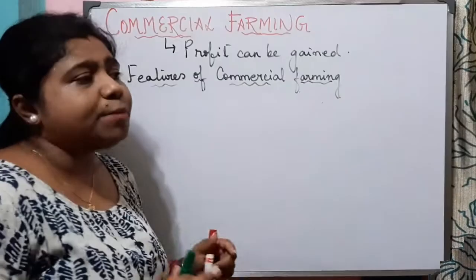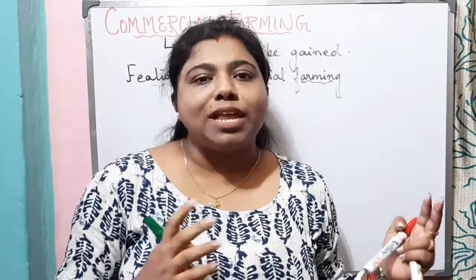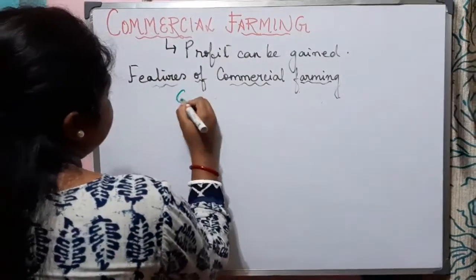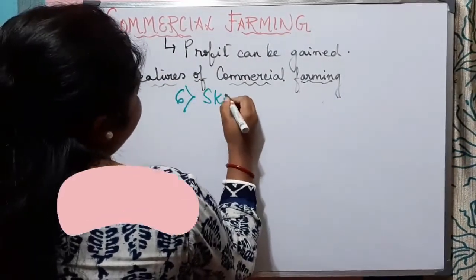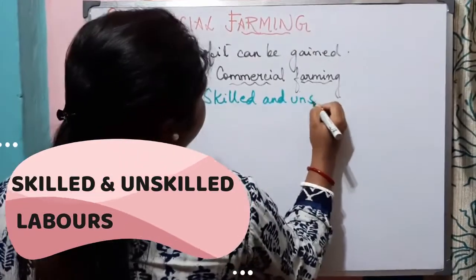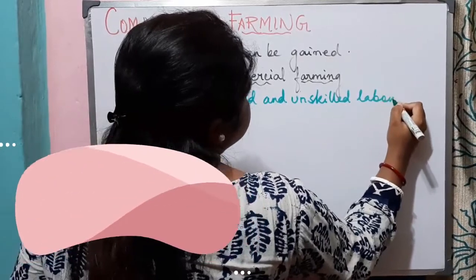Now, in this type of farming, modern tools and techniques are used and it is quite capital intensive. Then what kind of labor is required? Here we will see it is not that much labor intensive because most of the work is done by machines, but it still needs labor to operate the machines. It requires skilled and unskilled laborers.